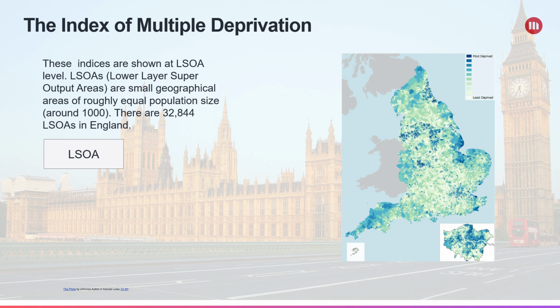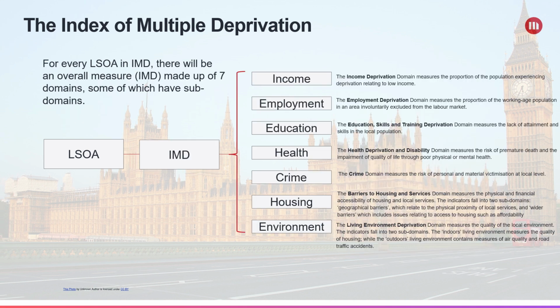There are 32,844 LSOAs in England. The index of multiple deprivation domains are income deprivation, employment deprivation, education, skills and training deprivation, health deprivation and disability, crime, barriers to housing and services, and living environment.